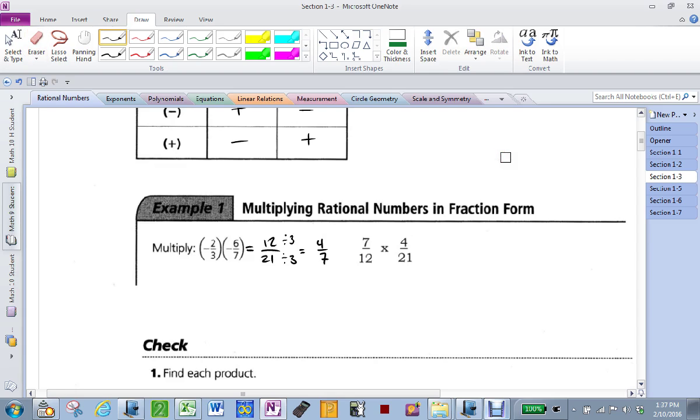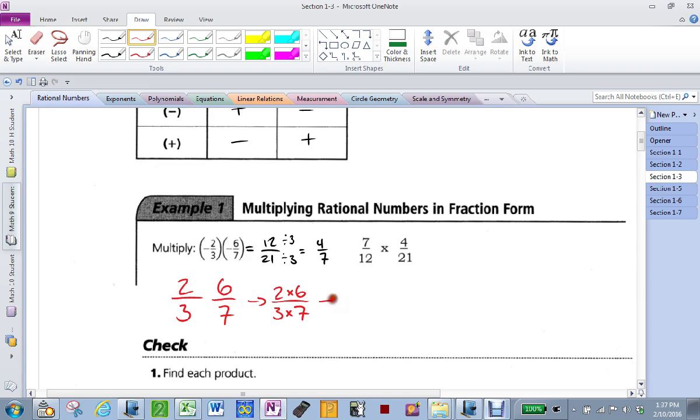Now I want to show you guys something. I'm going to rewrite this, and I recommend you do that too. First of all, I'm not going to bother writing the signs, because I know same signs, answers positive, so I forget about them. So I've got 2 over 3, and I've got 6 over 7. Everybody okay with that? Now that is technically 2 times 6 over 3 times 7, isn't it?